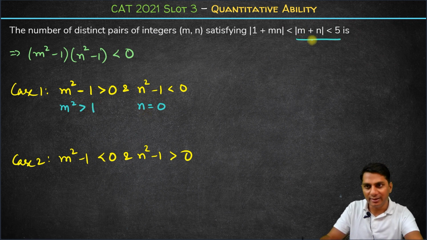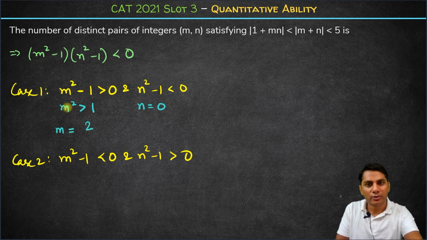Now let us look at this inequality. Mod of m plus n should be less than 5. So what are the values that m can take such that m square is greater than 1? So m cannot be 1, right? It can be 2. So 2 square is greater than 1 and n is 0 here, right? So mod of m plus 0 should be less than 5.